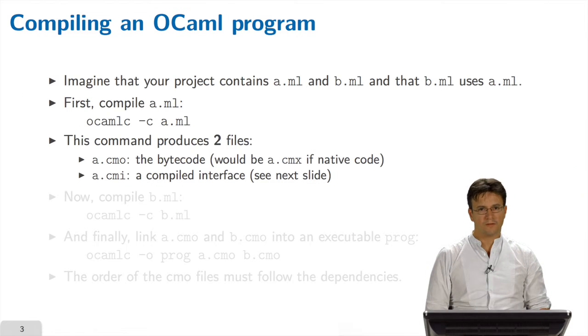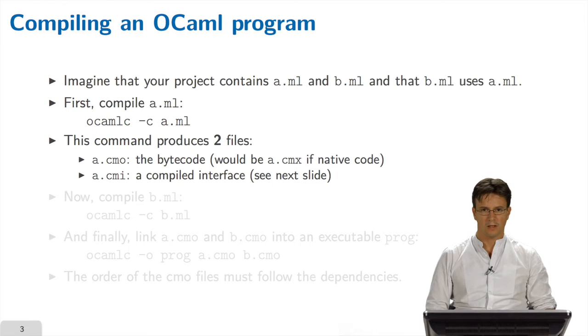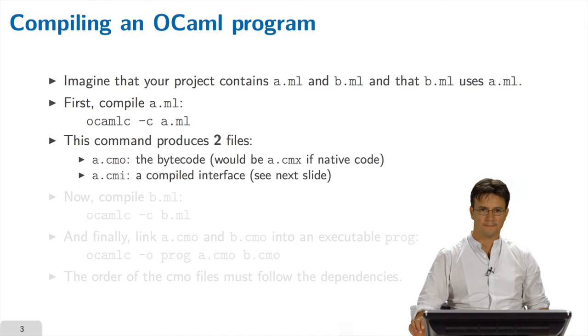But there is another file that is produced both by ocamlc and ocamlopt, and that's a .cmi file. It's a compiled interface, and I will come back to that in the next slide.